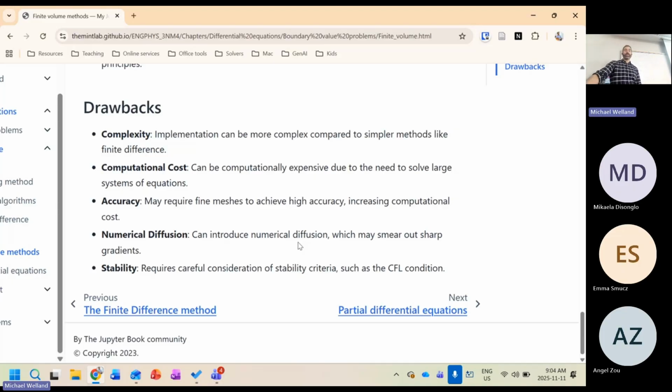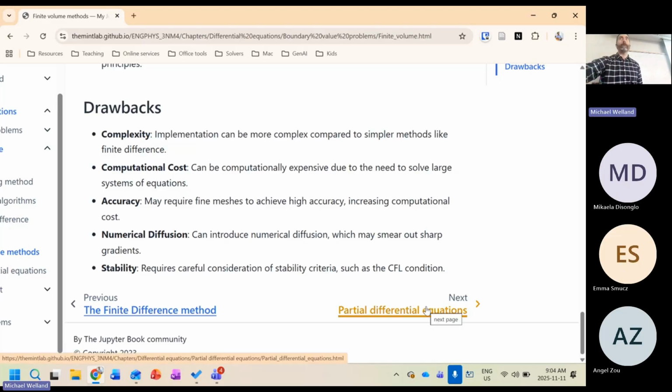And it still requires careful consideration for stability criteria such as the CFL condition. What the heck is a CFL condition? I'm glad you asked. Any questions about finite volume?